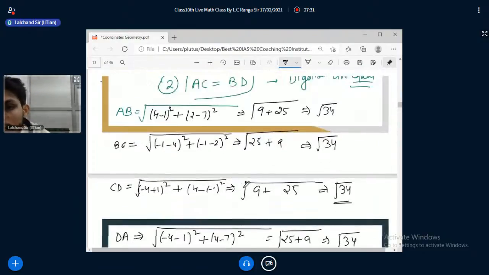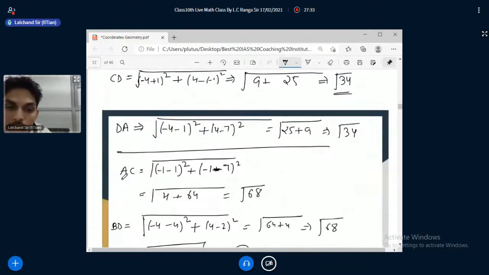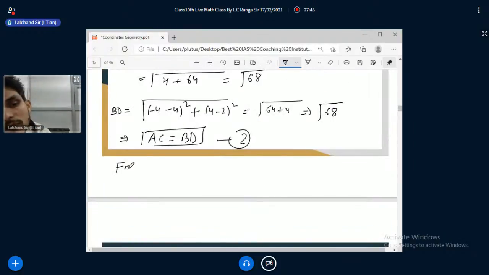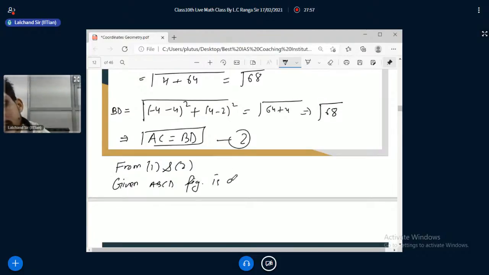So with the help of equation 2 and equation 1, that is AB is equal to BC equal to CD equal to DA, we can say from the first and second equation that the given figure ABCD is a square, isn't it? Are you getting this? This is how to prove this and write it in the exam.